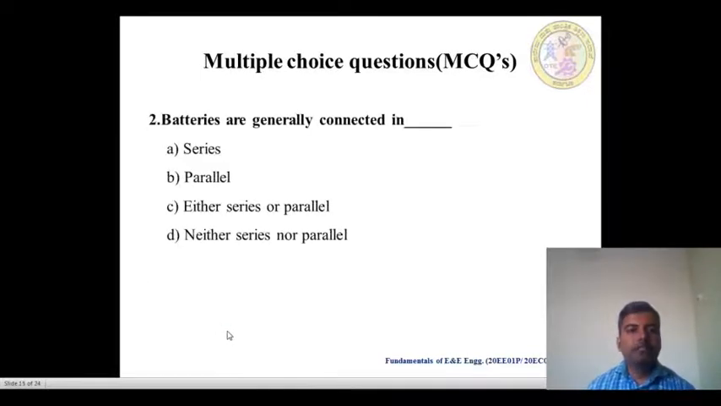Now we see the batteries are connected in dash: series, parallel, either series or parallel, neither series nor parallel. So if you connect batteries in series, what happens? You get more voltage. The voltage will add. If you connect in parallel, the voltage will remain the same, the voltage of each battery will remain the same. So the correct answer for this one is what? We have to connect the batteries in series. So A is the correct answer.